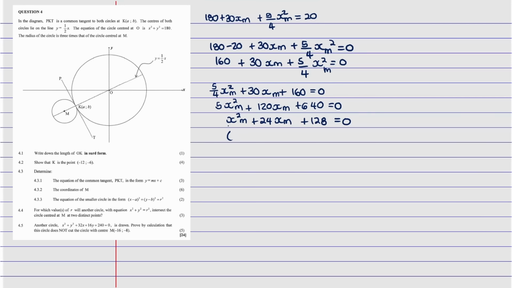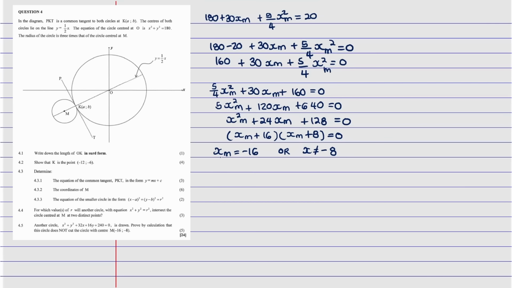So when you factorize it, you're going to have xm plus 16, then xm plus 8, and that's going to be equal to 0. So now, meaning xm equals negative 16, or xm equals negative 8, but it cannot be negative 8. So our answer is that xm equals negative 16.